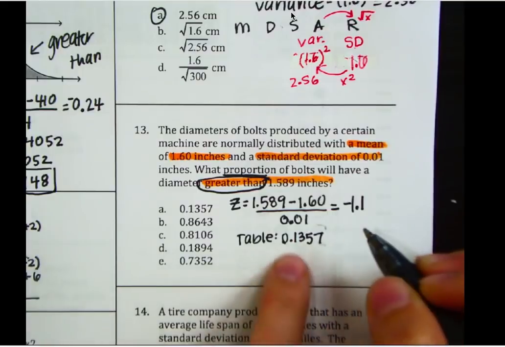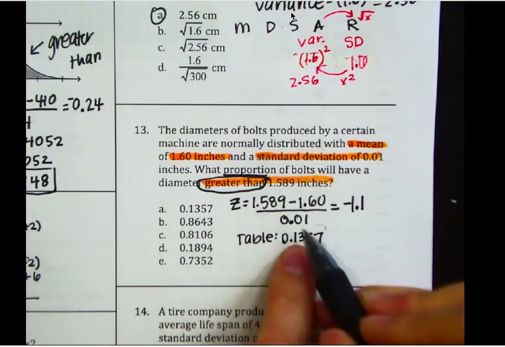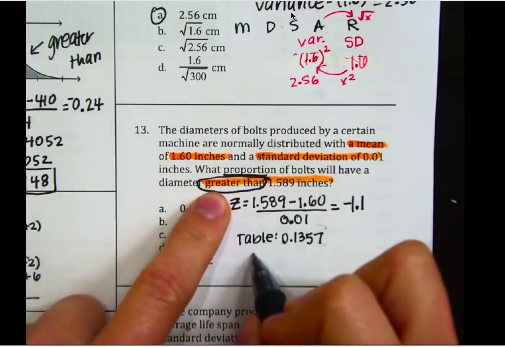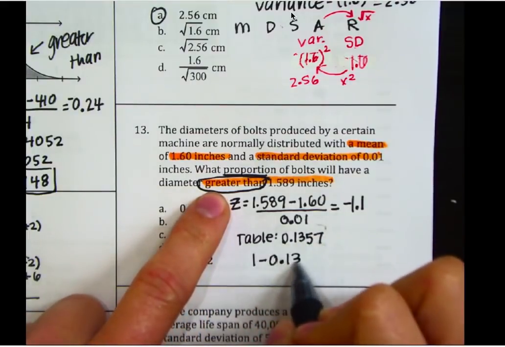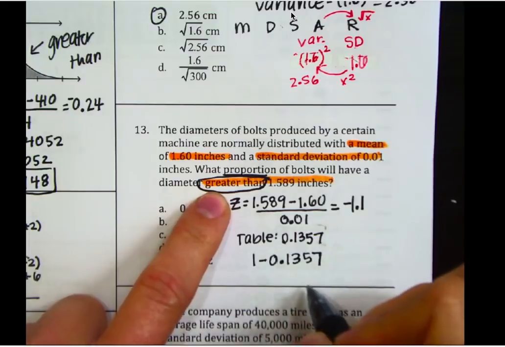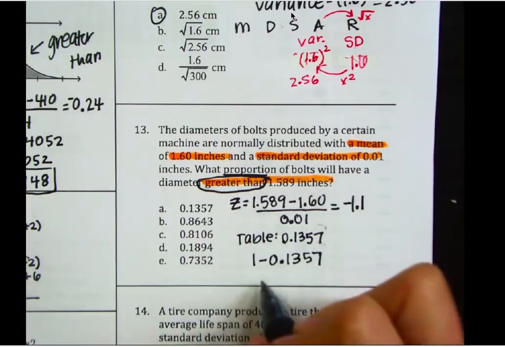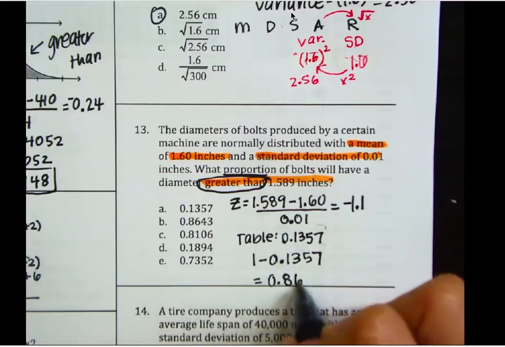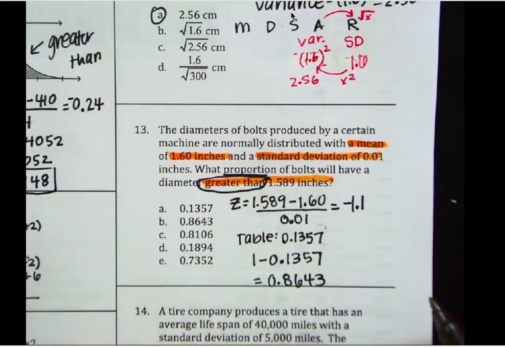Okay, but we need to remember this is the less than from the table. So if they want to know greater than, we have to subtract that table value from 1. Okay, so we end up with an area or proportion of 0.8643. So our answer is B.